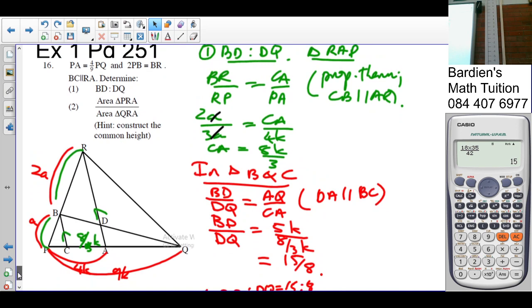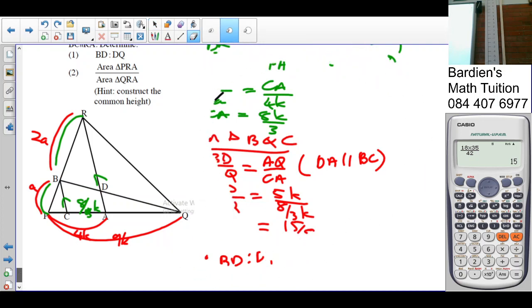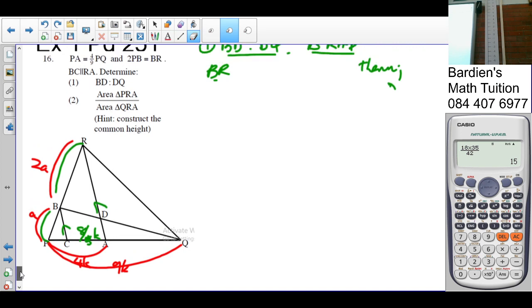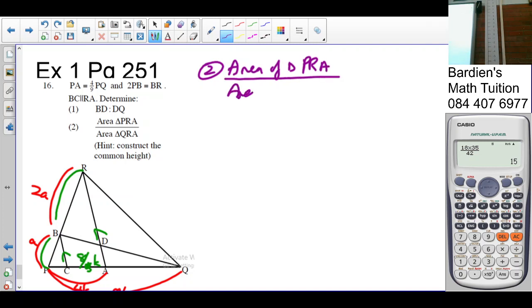Okay, now the next question is with regards to the area. So we're going to go with the area of what is needed here. All that information that we have calculated is now on the diagram. So the question is the area of triangle PRA over the area of triangle QRA. Normally we'll put it here, but because of space, we're just going to put it below.